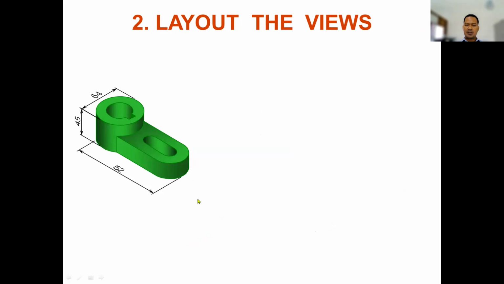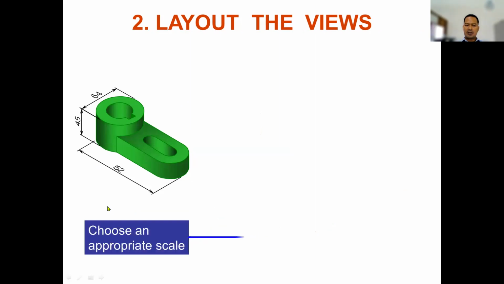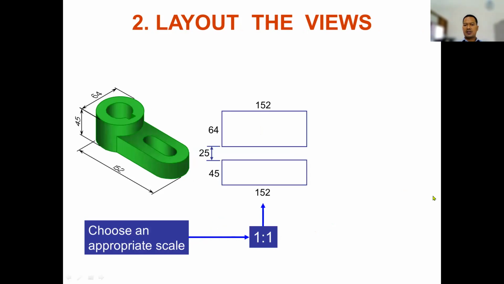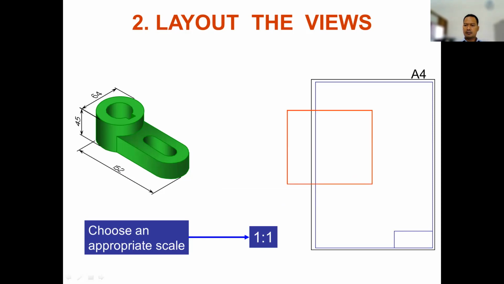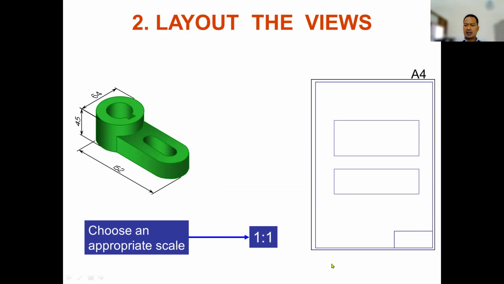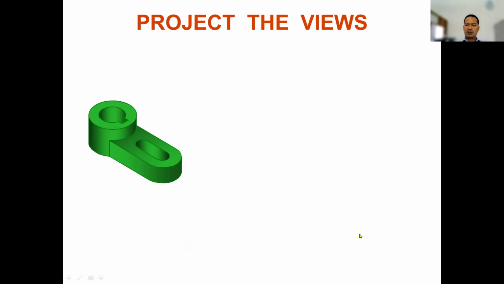For example, this is the dimension. Choose an appropriate scale. For example, 1:1 scale. So you get the projection like this. So at least you need this space. For example, put this one area to the A4 paper. Okay, this is the layout of your figure or projection.